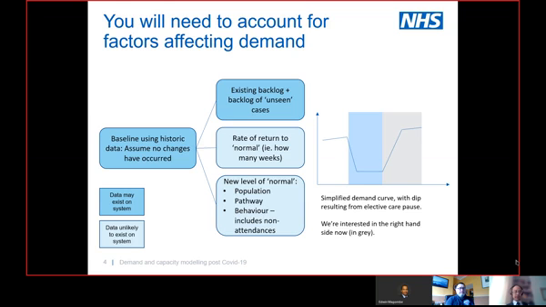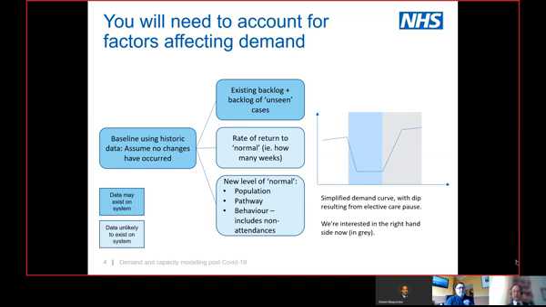So in the first instance, when we actually talk about modeling, things will obviously have changed with COVID-19 affecting the country and healthcare services. So you'll need to account for factors affecting your demand. Now, historically, we would have looked at historic demand and used that as our baseline, assuming that there haven't been changes and go forward from there. That's obviously not the case.